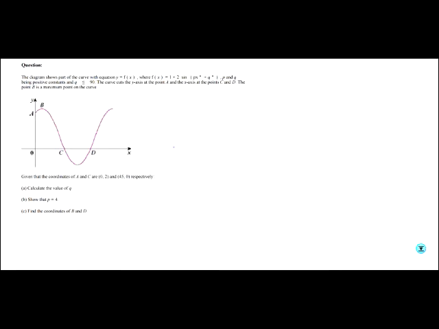Hi guys, and welcome to this final question of the exercise. We have this function with these two unknowns, p and q. We're told a bit of information about them and these coordinates here, which I'll mark on the picture.